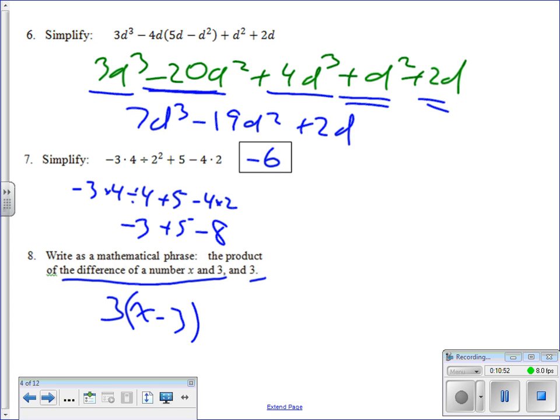Do not distribute and simplify. If you have something like this, leave it as that, because that fits the description. Okay? That fits the description of what it is, the product of those two things. 3 and the difference of x and 3. Okay? It should not be 3x minus 9, although they are equivalent. This is what fits the description of the phrase. Okay.